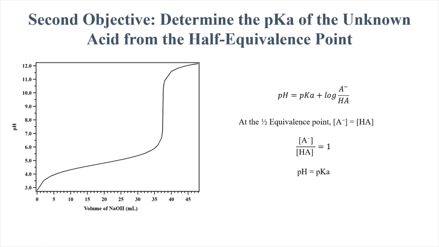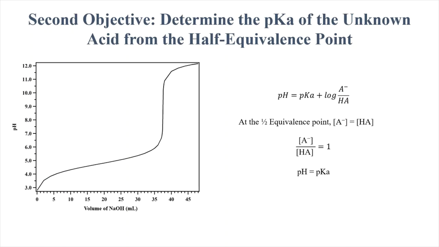Well, at the equivalence point, the number of moles of the acid would equal the number of moles of the base. So let's say it was in 1 liter and we had 1 molar. So it would be 1 mole of acid, and we would have 1 mole of base. Well, at the half equivalence point, we have 1 mole of acid and a half a mole of base.